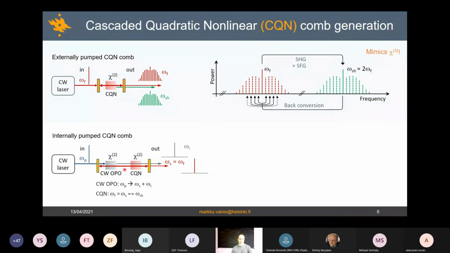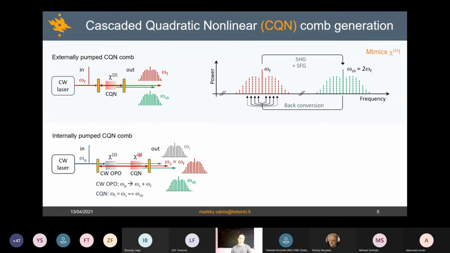What is important here is that in the second crystal, it's really this signal wave that interacts there and produces the frequency comb through this cascaded process. And then, because of frequency mixing in the first crystal, we also transfer the same comb to the idler region.